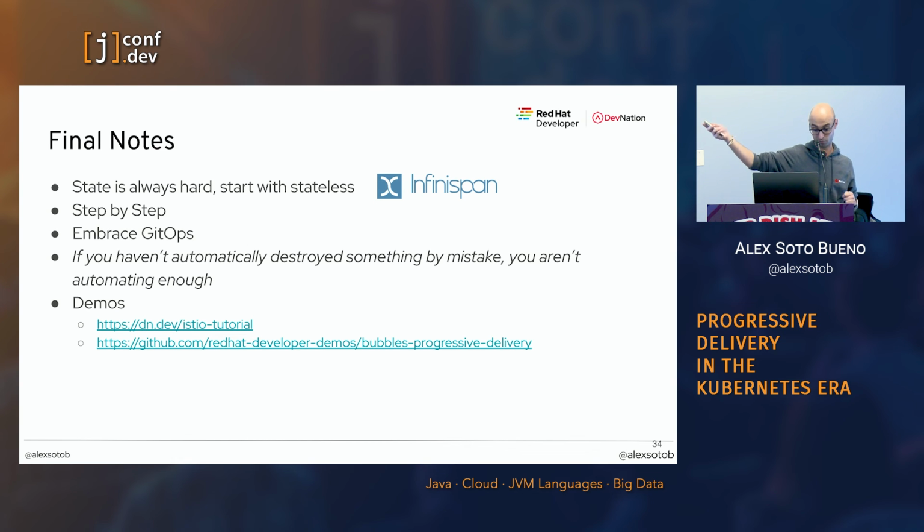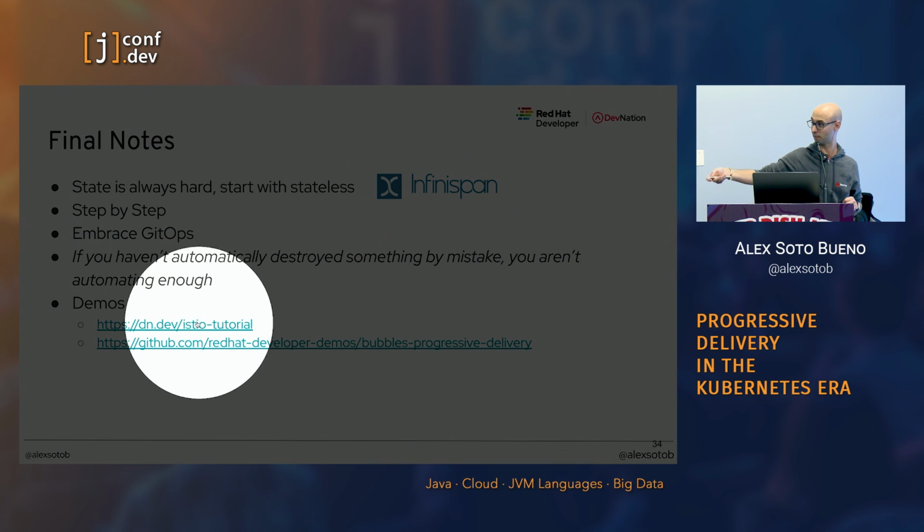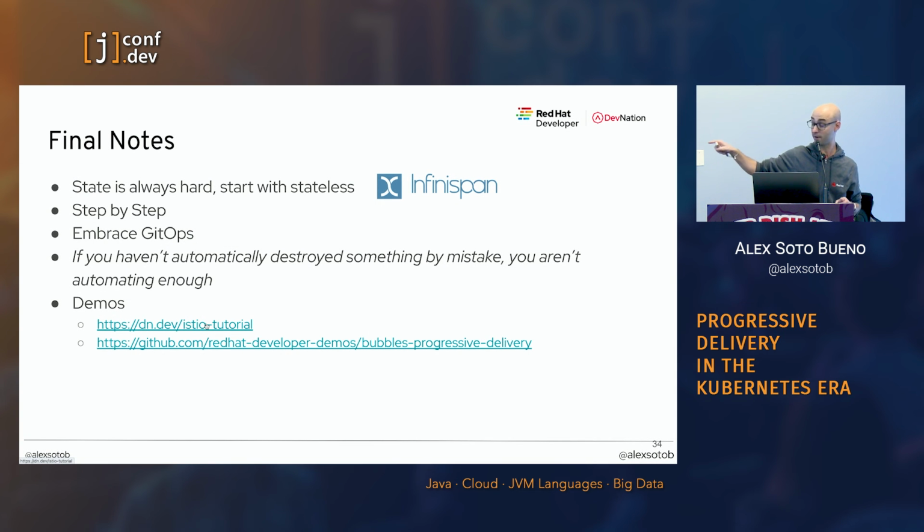And finally, if you want to learn about Istio, there is this nice tutorial, the end.dev/istio tutorial. And if you want to run these examples, they are in github.com/redhat-developer-demos, bubbles, progressive delivery. And yeah, you will see all the scripts to deploy it, also using Knative if you want, using Argo CD, Argo Rollouts, Istio, and well, everything is there and it's explained. And that's all. I don't know if there is any question.